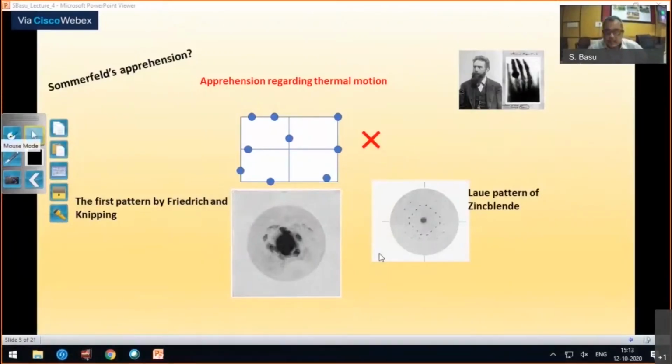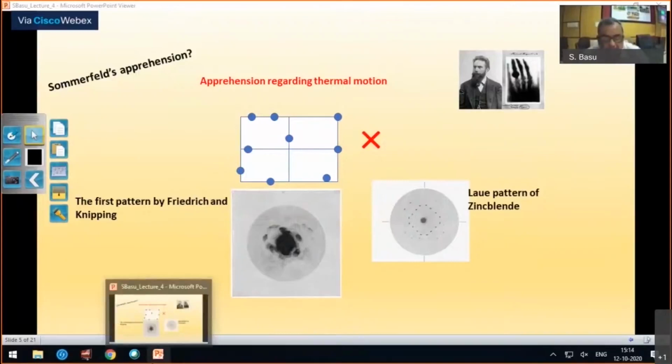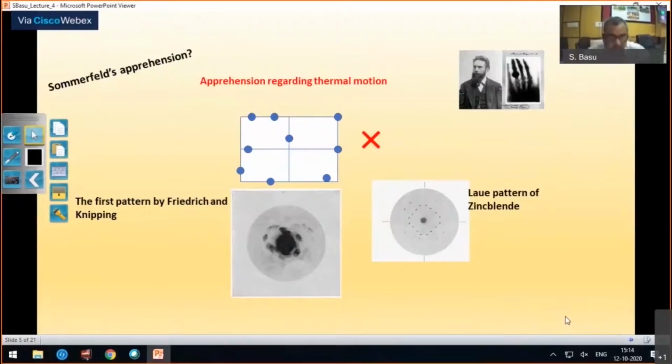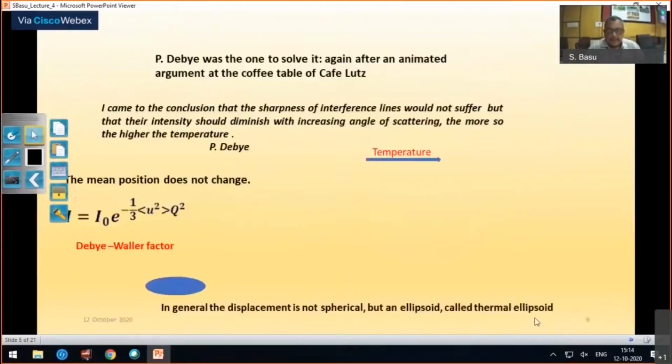with these two things, we can go ahead, and now I can tell you what happens when the temperature is not 0 degree Kelvin, but let's say room temperature or some higher temperature. What happens then? So this was a solution which came from Peter Debye.